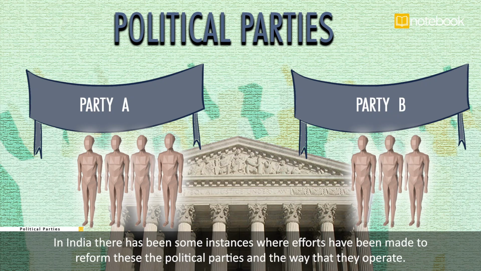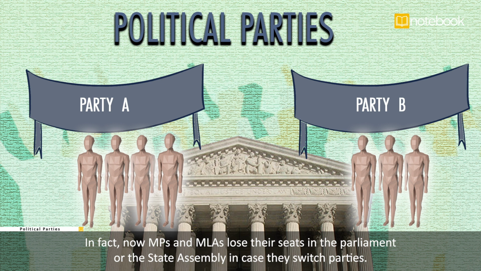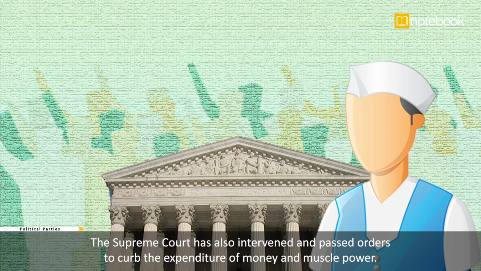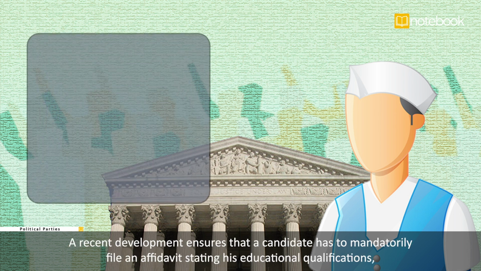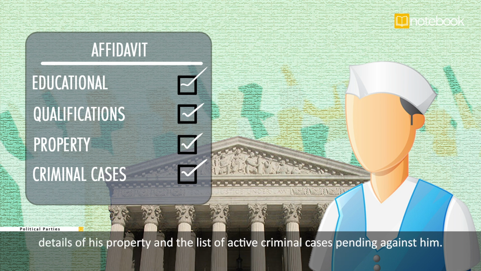The Indian Constitution has been amended to prevent defection of elected candidates. In fact, now MPs and MLAs lose their seats in the Parliament or the State Assembly in case they switch parties. The Supreme Court has also intervened and passed orders to curb the expenditure of money and muscle power. A recent development ensures that a candidate has to mandatorily file an affidavit stating his educational qualifications, details of his property, and the list of active criminal cases pending against him.